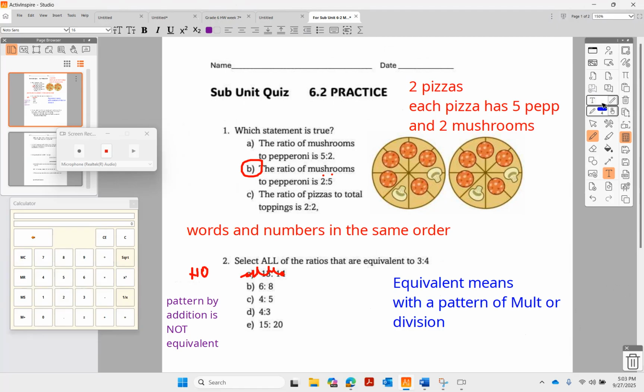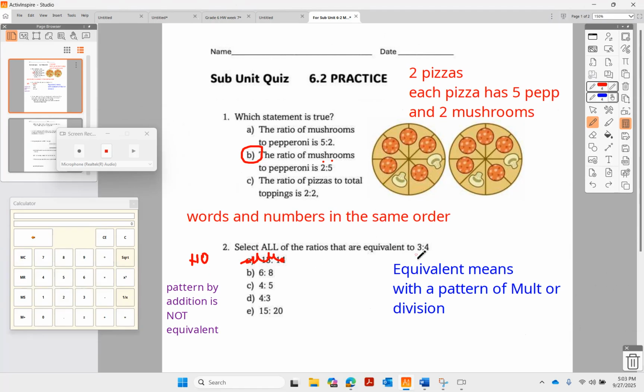Going on to the next one. Oh, look, 3 to 6, I can multiply by 2. That's a times 2. And 4 times 2 is 8. That is equivalent. I'm going to pick that. Okay, next one. Well, how do I get from 3 to 4? And how do I get from 4 to 5? I'm adding 1. But remember, that's adding 1. Pattern by addition is not equivalent. That is not equivalent. Okay?